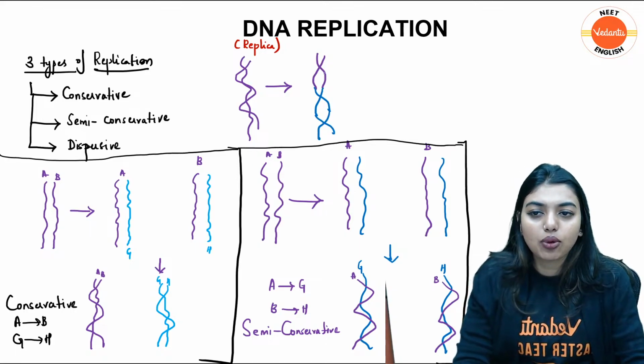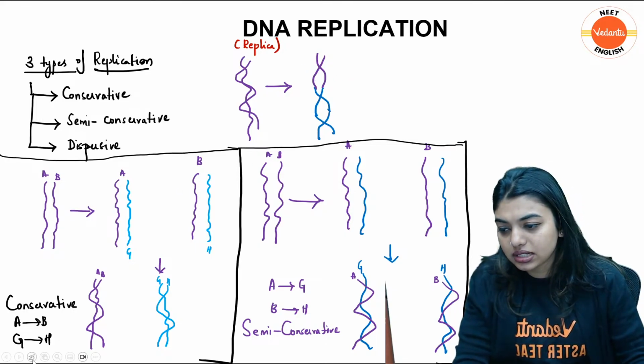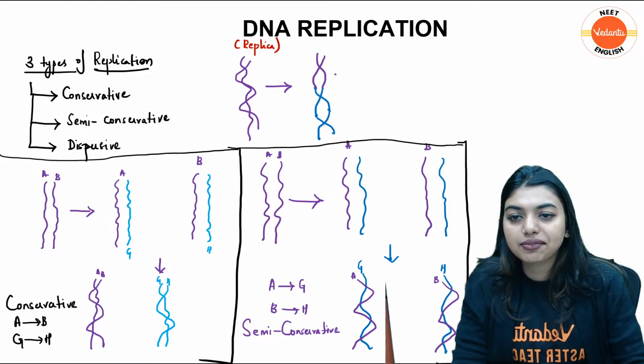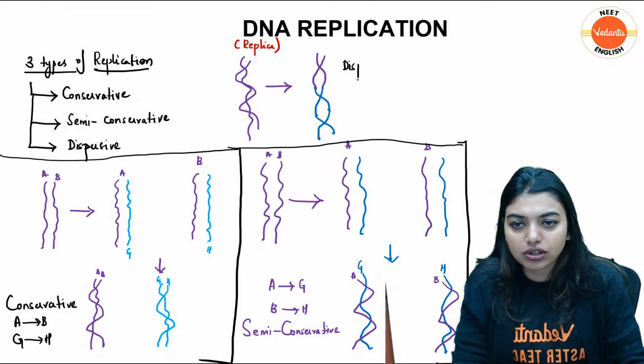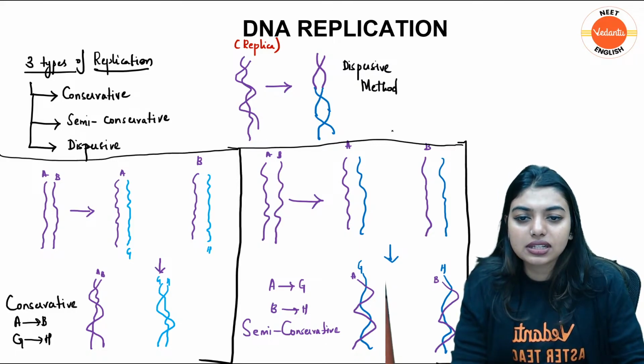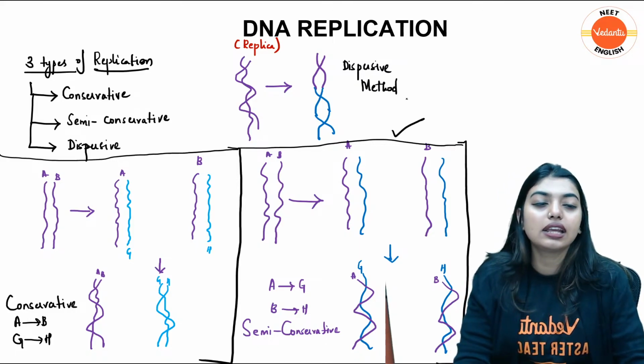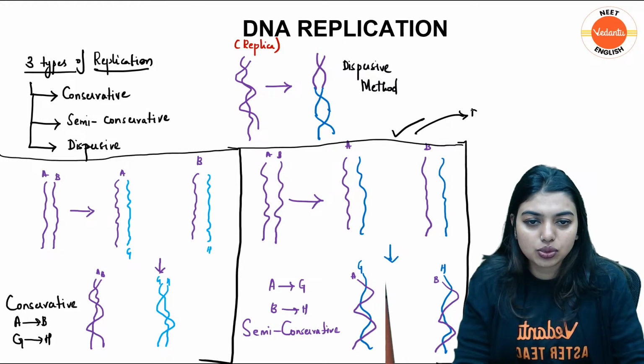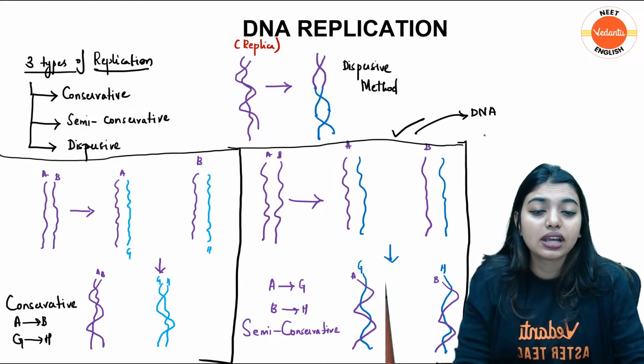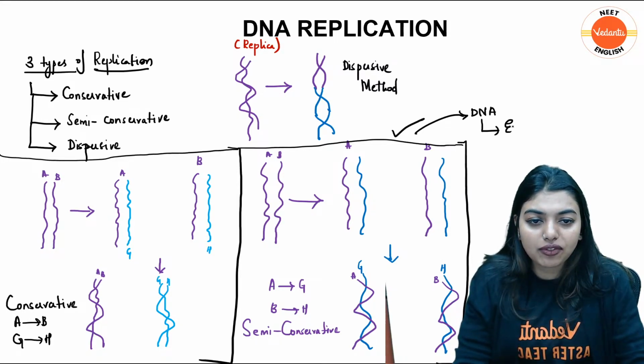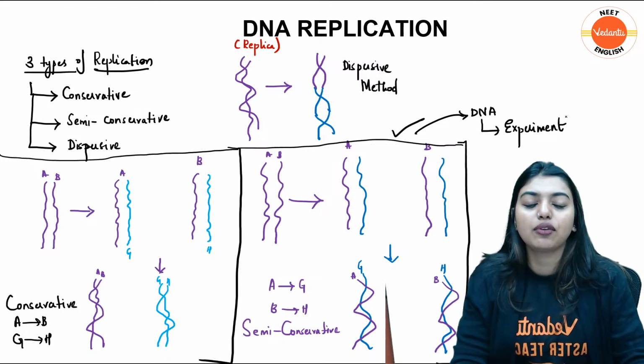This is what is called the dispersive method. That means fragments will give rise to the daughter DNAs. Now, out of these methods, our DNA will be choosing one, but how do we know it? We have to prove it with the help of an experiment.